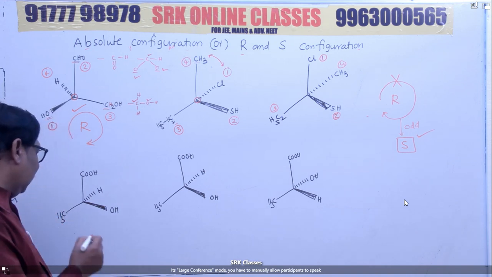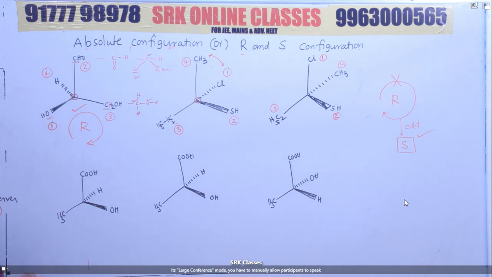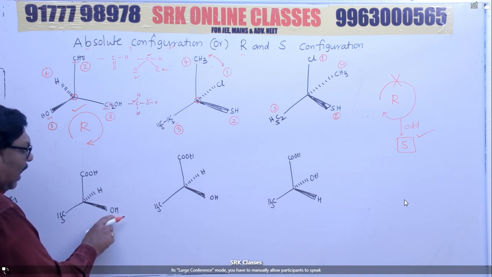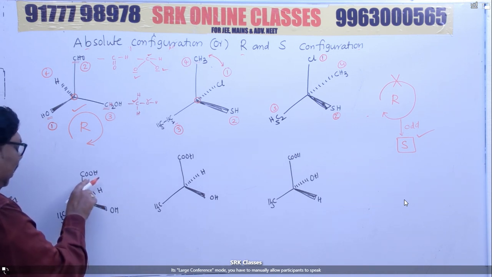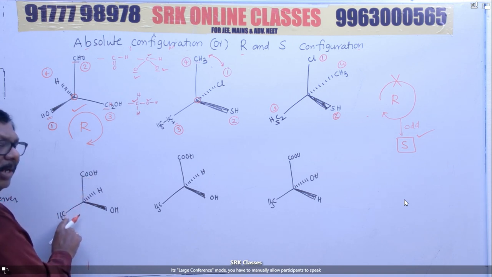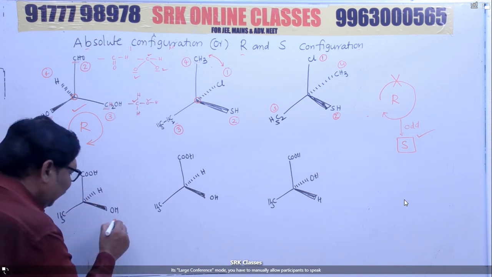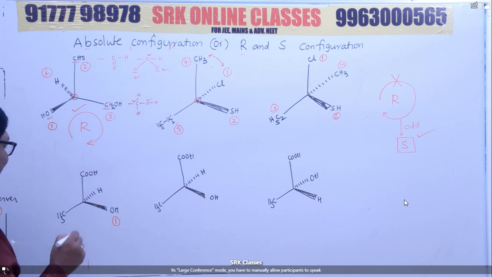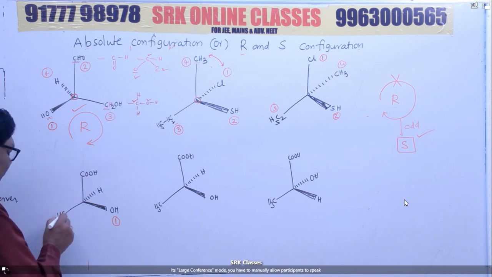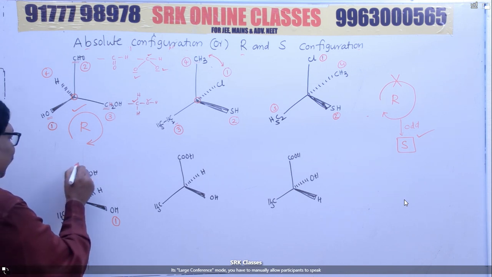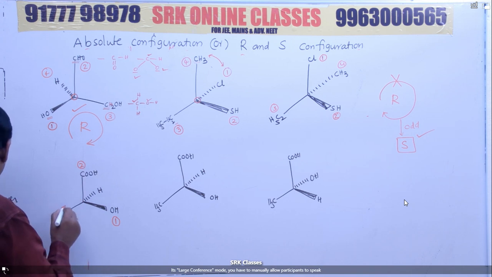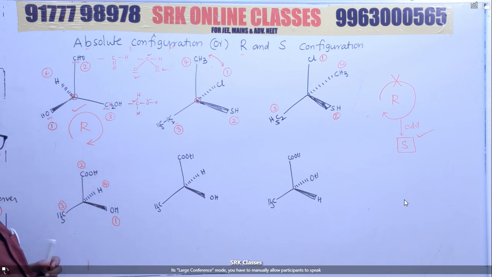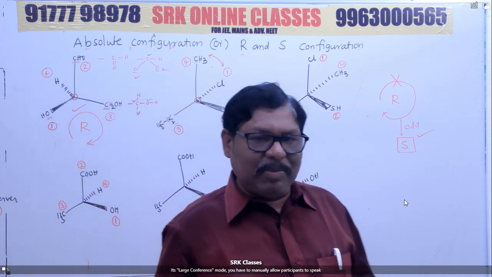Now we'll go for the third one. The third compound, same order. Oxygen atomic number 8, carbon atomic number 6, and this carbon atomic number is also 6. Therefore, first priority for OH. Second one, carbon is attached with oxygen and carbon attached with hydrogen. Therefore, this is 2, and this is 3, and this is 4. Yes, I have given the priority for all the 4 substituents.